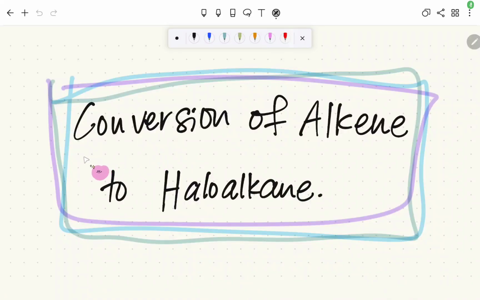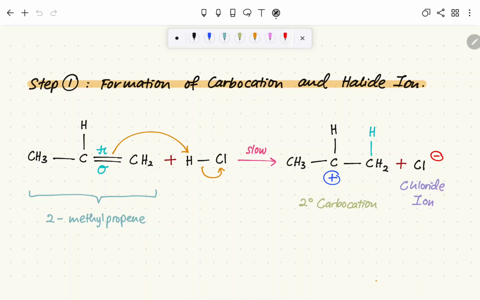Now, I will explain the conversion of alkene to haloalkane. The first step is the formation of carbocation and halide ion.